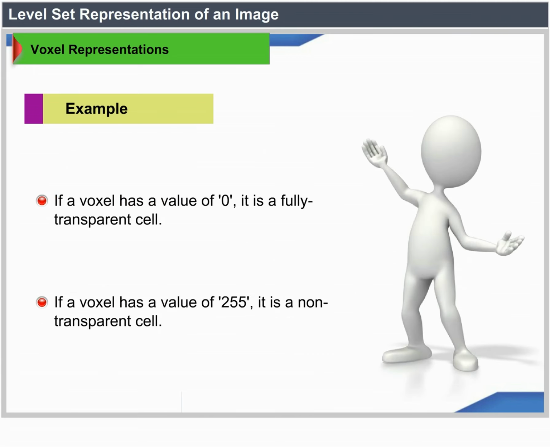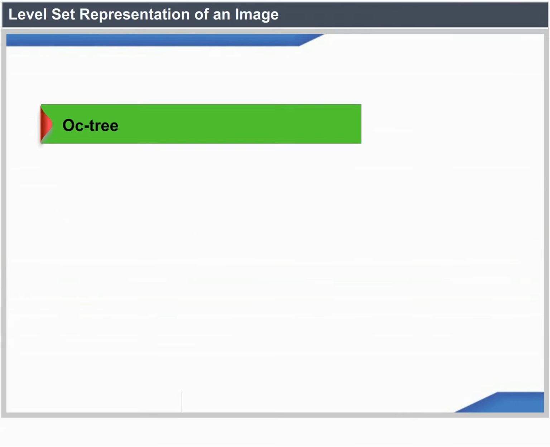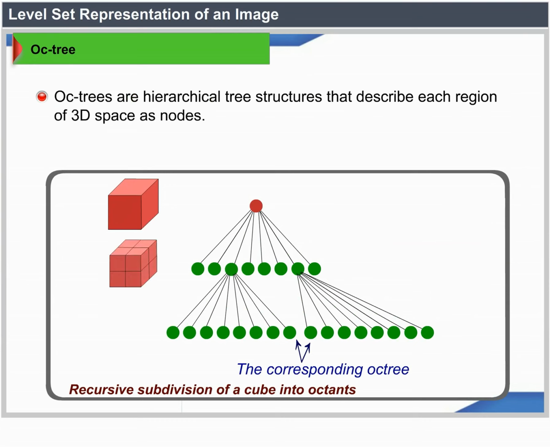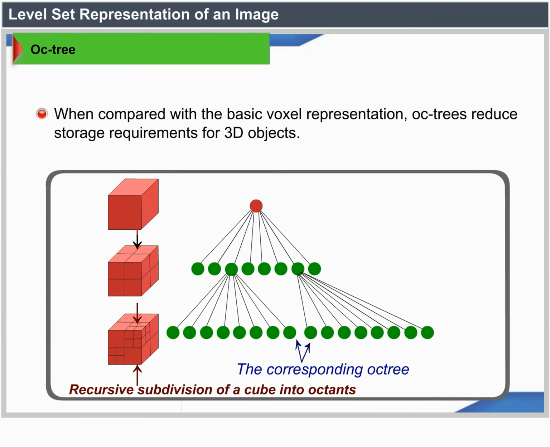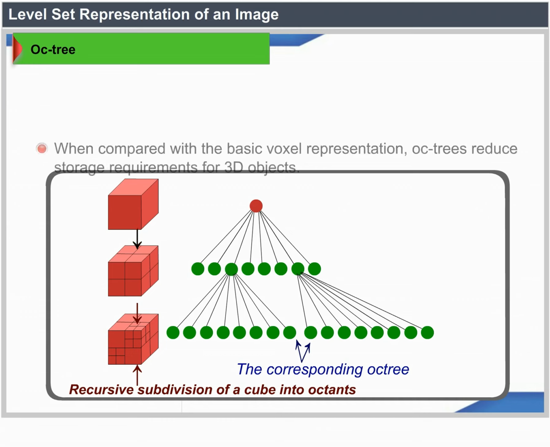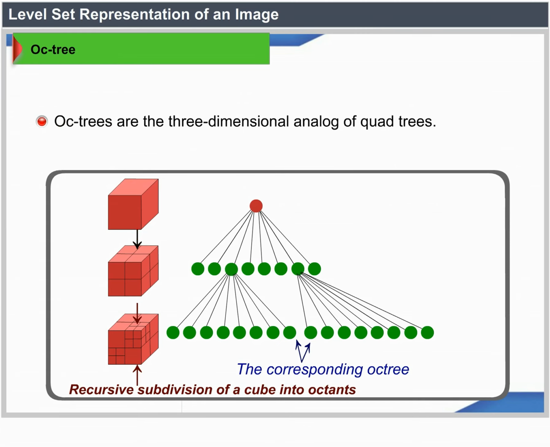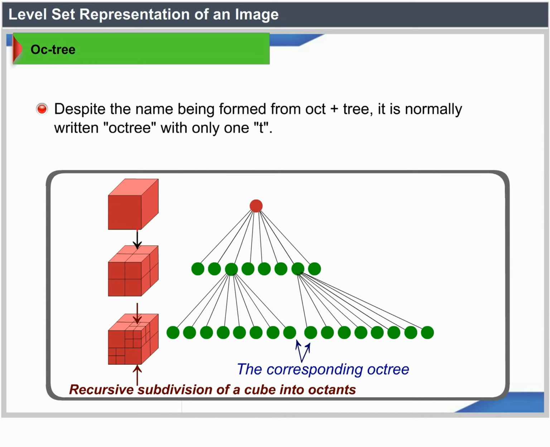Octree. Octrees are hierarchical tree structures that describe each region of 3D space as nodes. When compared with the basic voxel representation, octrees reduce storage requirements for 3D objects. It also provides a convenient representation for storing information about object interiors. Octrees are the three-dimensional analog of quadtrees. The name is formed from oct plus tree, but note that it is normally written octree with only one T.